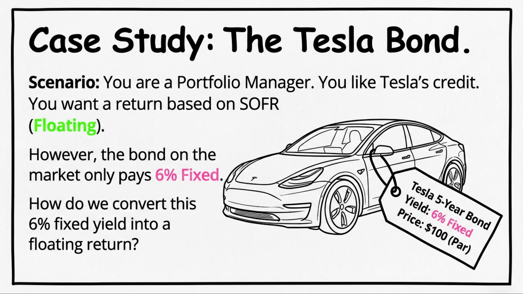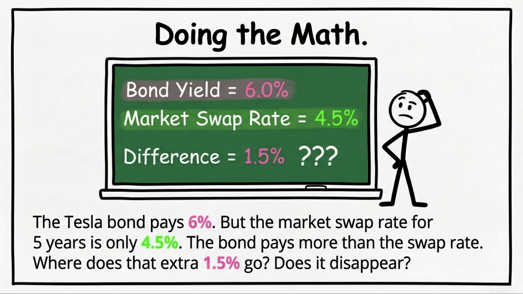Your goal: you want exposure to Tesla's credit, but you don't want fixed rate risk. You want a return based on SOFR, which is the secured overnight financing rate. The execution: you buy the bond, and you call up your bank to do a par asset swap. The cash flows. Inflow: every year, Tesla pays you 6%. Outflow: you pay the swap bank that same 6%. Inflow: the swap bank pays you SOFR plus 1.5%.